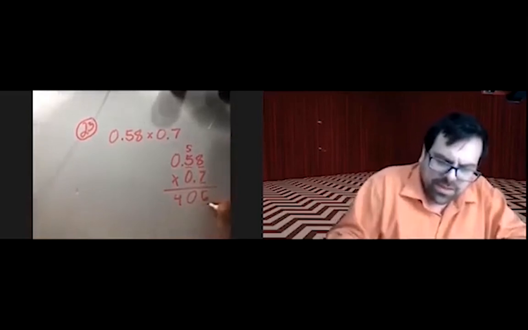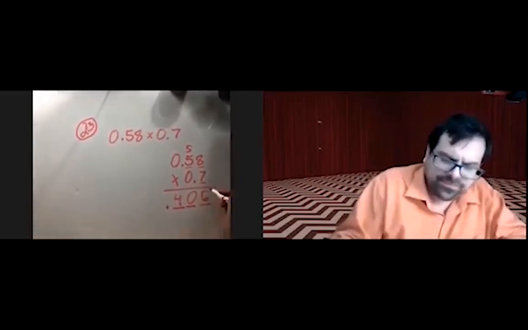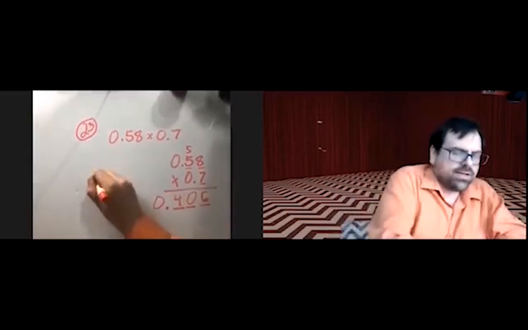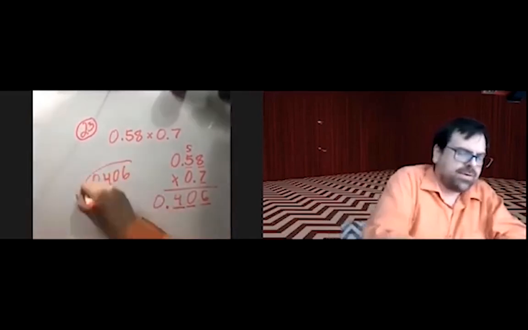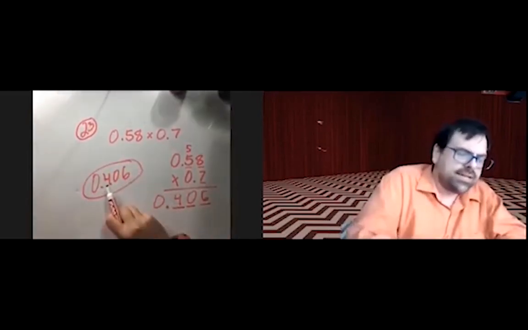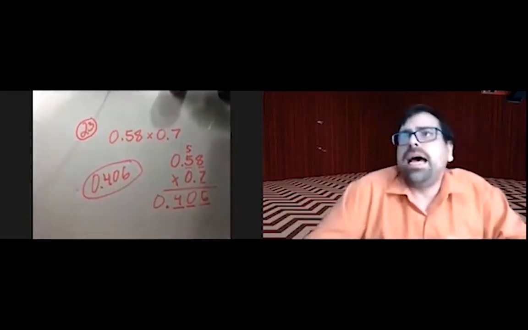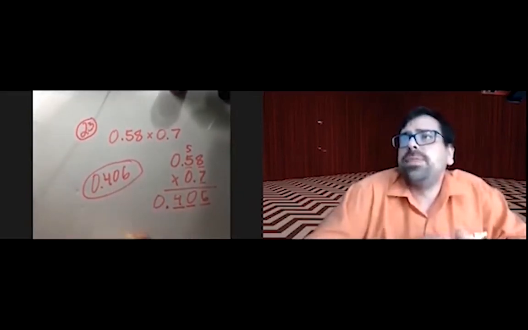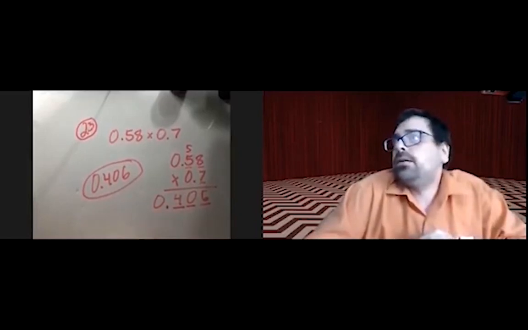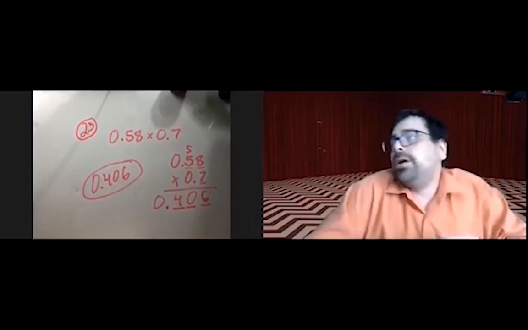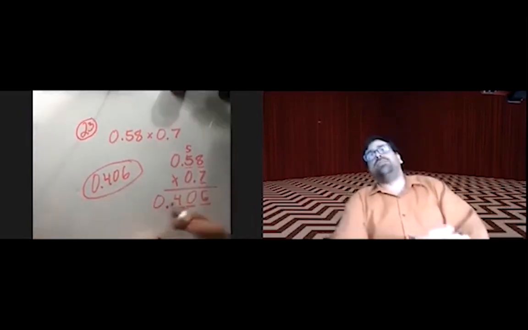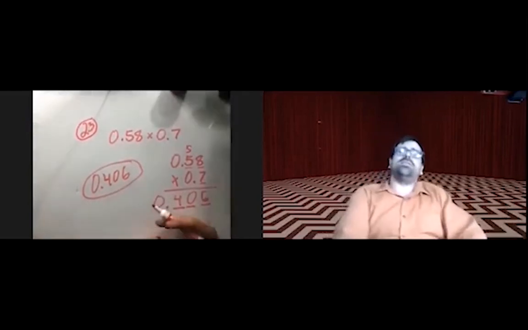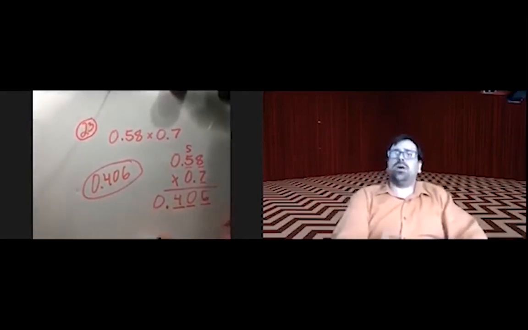1, 2, 3. 1, 2, 3. Put a 0 there for fun if you want. 0.406. 406 tenths, hundredths, thousandths. 406 thousandths. So not 4.06, not 0.0406, not 0.00406, only 0.406.